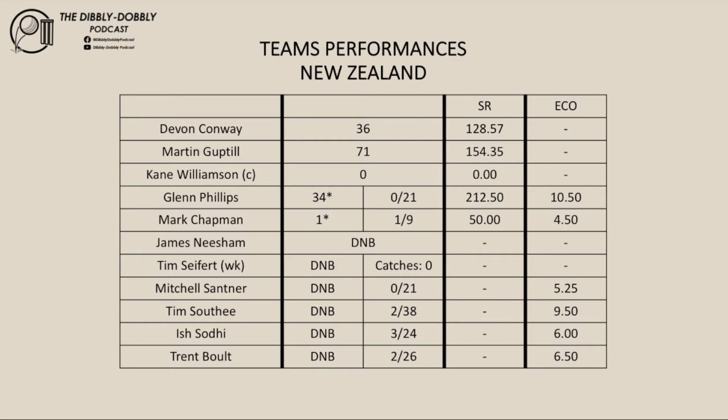Let's have a look at their bowlers. Sodhi took 3 wickets, 2 wickets each for Southey and Bolt, 1 wicket for Chapman, no wickets for Santner and Phillips. That's how New Zealand performed as a team in this 5th T20 International. A very dominant performance from New Zealand in this game.